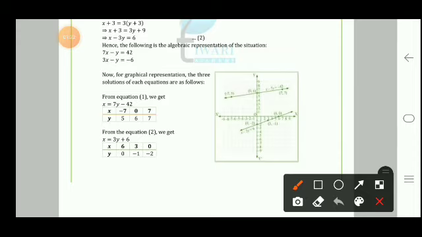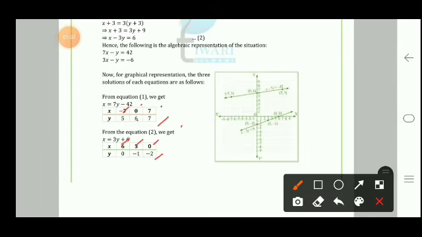So we have taken like this. When y equals 5, x equals minus 7; y equals 6, x equals 0; y equals 7, x equals 7. Then the second equation is x equals 3y plus 6. So x equals 6, y equals 0; x equals 3, y equals minus 1; x equals 0, y equals minus 2.